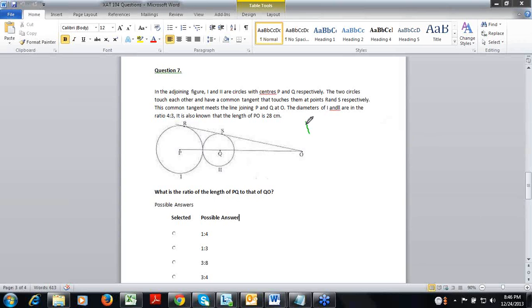Now we need to calculate PQ upon OQ. Now what is PQ? PQ is PO minus OQ, upon OQ.